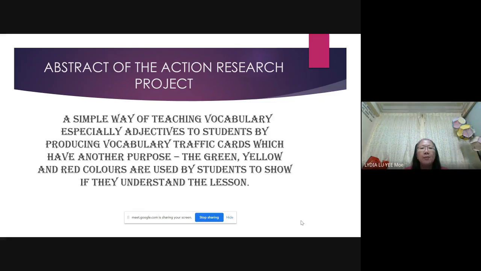So I thought of a simple way using the traffic light cards which were introduced in Part 21, whereby we have a set of 3 cards, green, yellow, and red in color, and the students can show the cards when the teacher asks whether they understand the lesson. Green to denote that they understand, yellow to denote not very, and red to show that they don't understand.